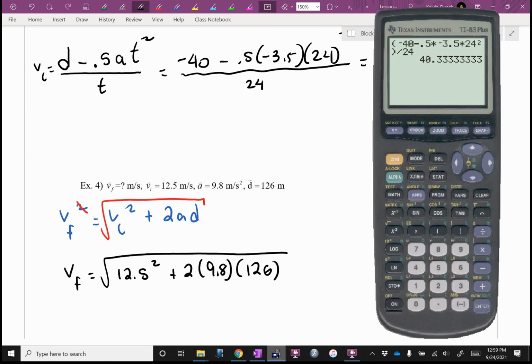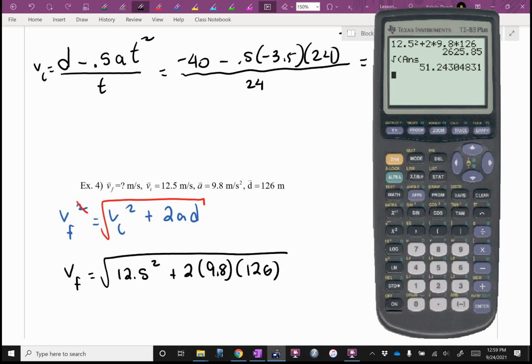Typically what I do is I type what's inside the square root first. I'm going to go 12.5 squared plus 2 times 9.8 times 126. I hit equals, and then I go square root, answer button. And this is also now the time for you to say, if you don't know where your square root or your answer button is, now is the time to ask, and I'll help you with that.